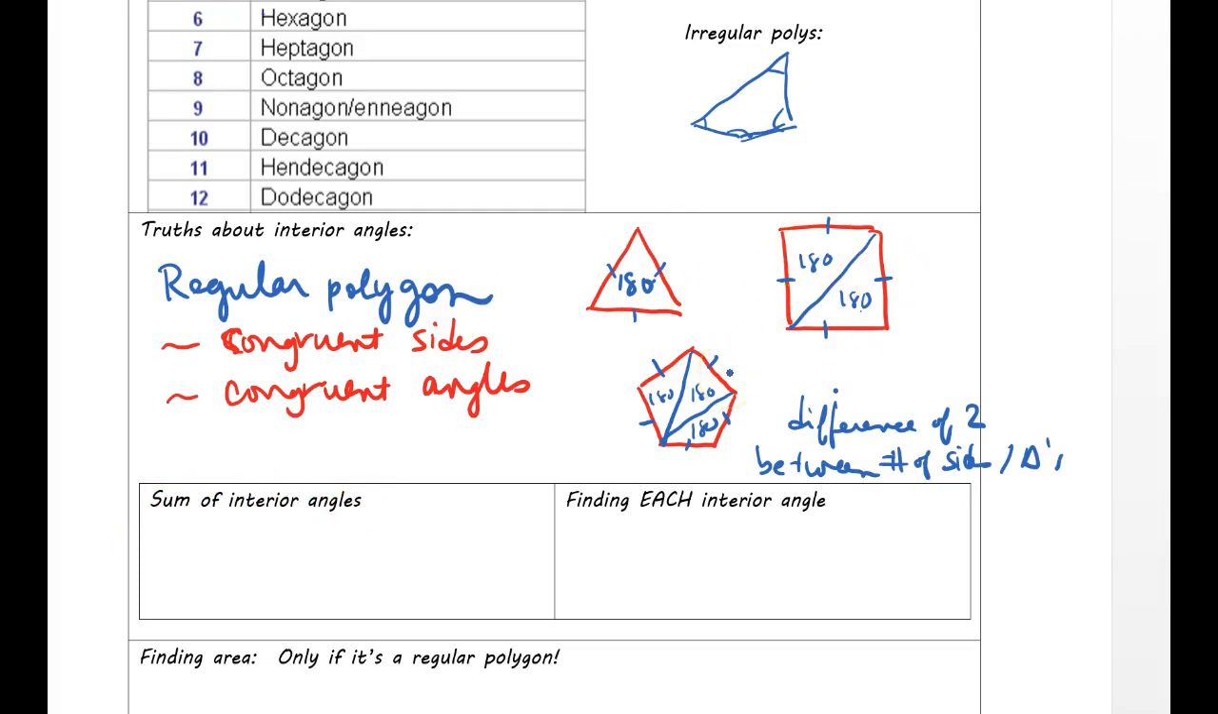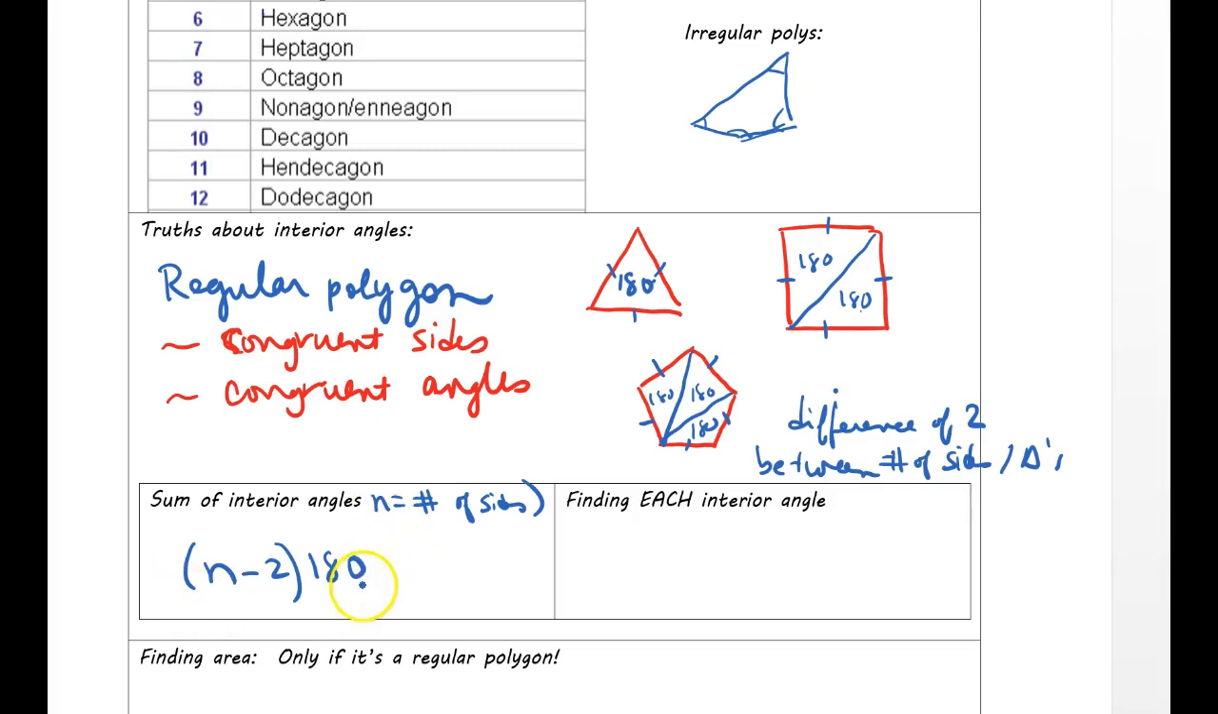And what that formula is: you take the number of sides, so n is the number of sides, and you subtract 2, and then you multiply by 180. Now, why do you multiply by 180? Well, because there's 180 degrees in each of those triangles. So this part of the formula is telling you, hey, here's how many triangles you can make. Now multiply that by 180 so that we know how many angles are in our shape.